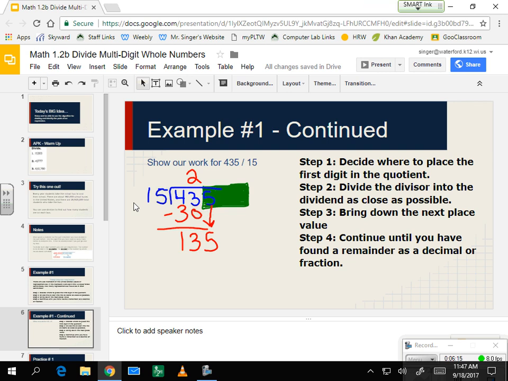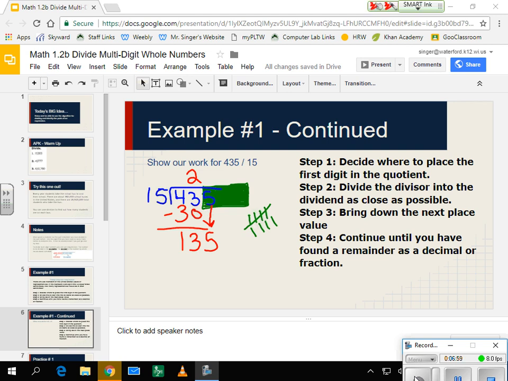Now you're going to say, how many times does 15 go into 135? And here's where you have to either know your math facts or guess and work your way through it. I know my multiples of 15, so I'm going to work through them: 15, 30, 45, 60, 75, 90, 105, 120, 135.